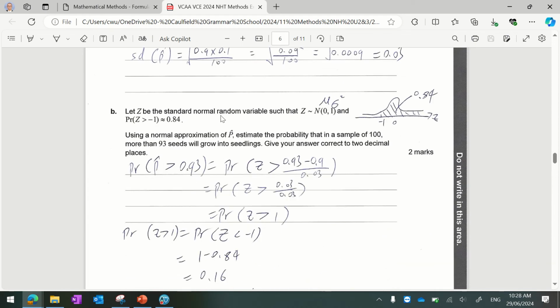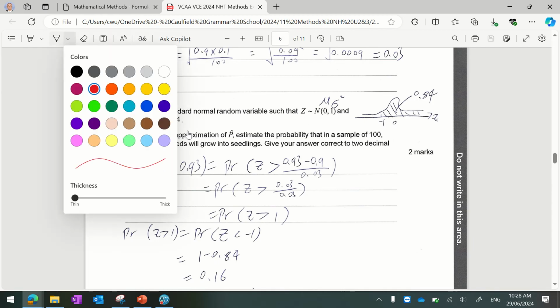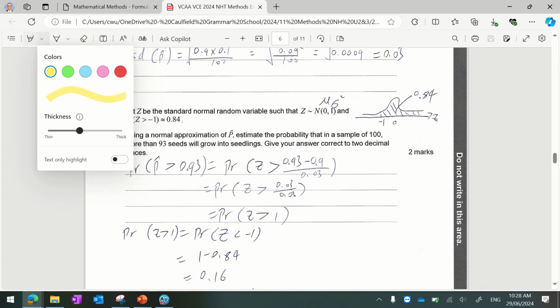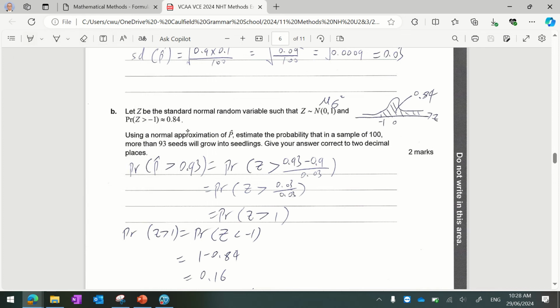And then Z is the standard normal random variable. By that, the question shouldn't even give you this. They're giving you this to make your life really easy, because you should know that standard, and here's what I should have highlighted in my working out. It's the word standard.